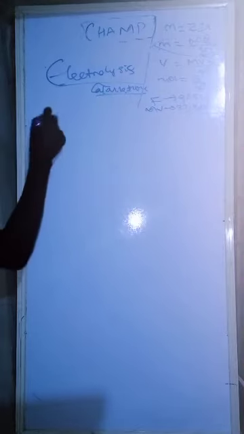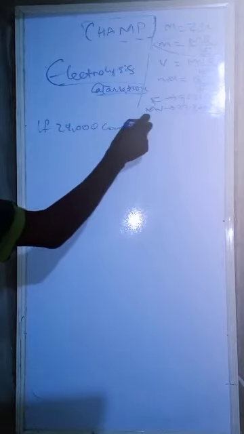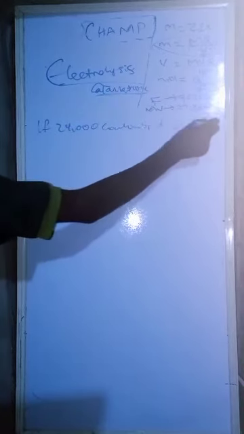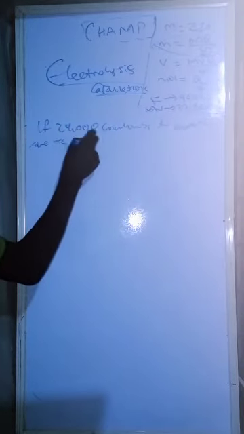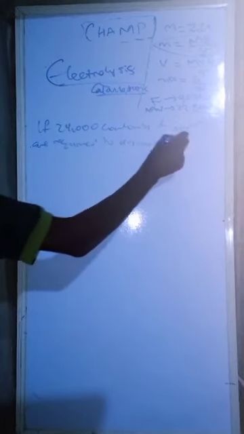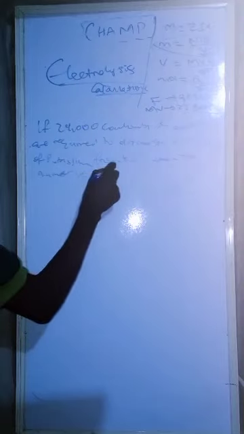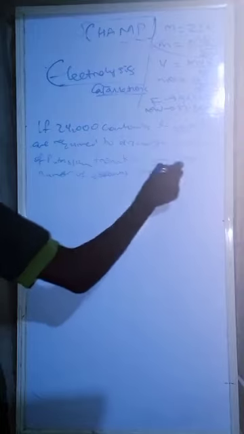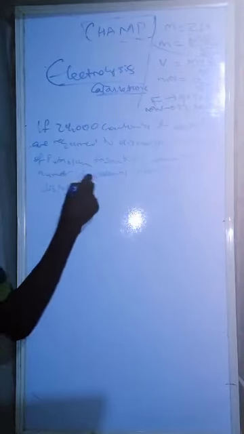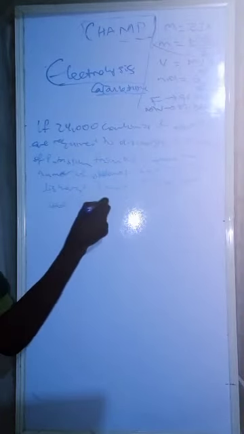Okay, yes. If 24,000 coulomb of electricity are required to discharge 0.25 mole of potassium from a molten potassium chloride, then the number of coulombs required to discharge 3 moles of lead from lead bromide is. So yes, let's take this question together now.